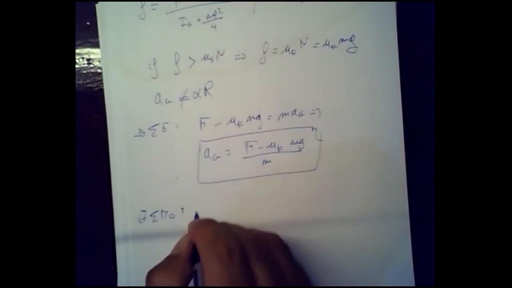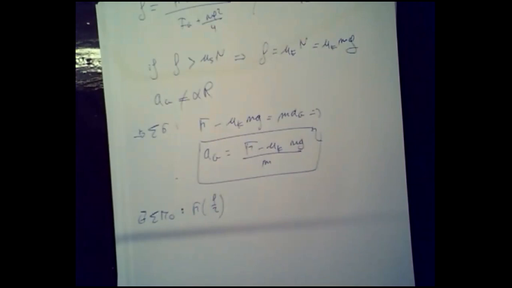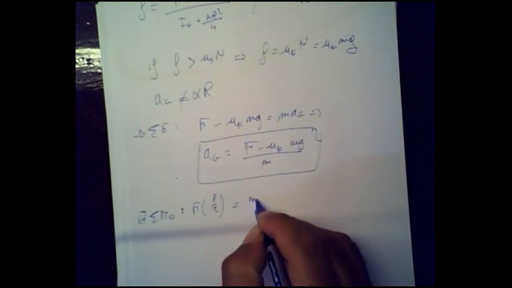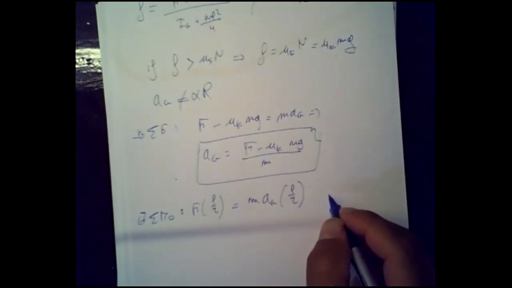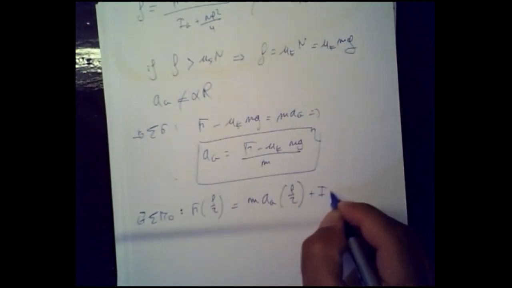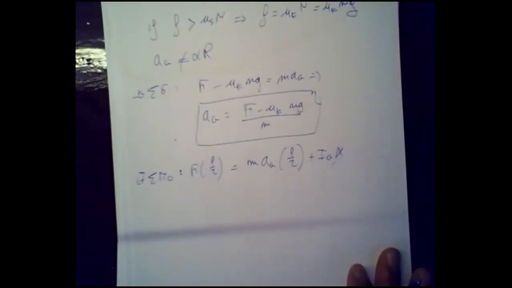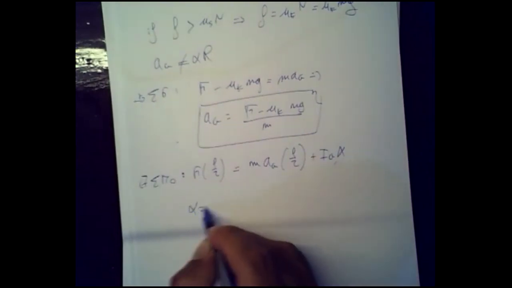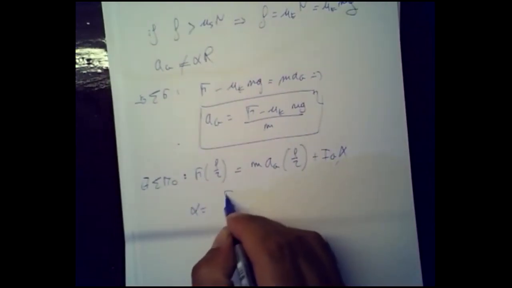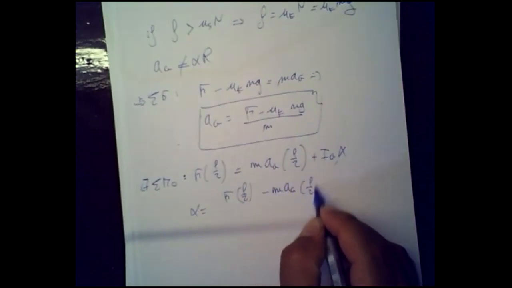So summing the moments about point O again, so F times L over 2, right? And this is going to be equal to how much? M Ag L over 2 plus Ig alpha, right? So this is the value for alpha. So what is the value for alpha? Now we can actually use this to solve for alpha. So alpha is going to be equal to F L over 2 minus m Ag L over 2, divided by Ig.